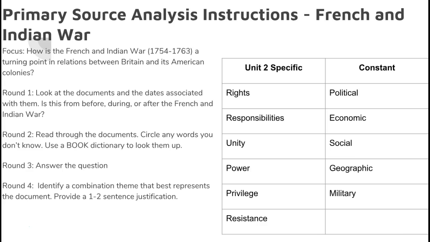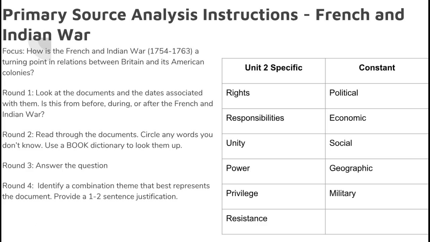So there's a couple rounds you need to go through here. Round 1, you want to look at the documents and the dates associated with those documents, and you can put this out in the margin even: this is before the French and Indian War, this is during the French and Indian War, or this is after the French and Indian War. Round 2, you want to read through those documents, circle any words you don't know, and use a book dictionary to look them up. They can be found in the back bookshelves.